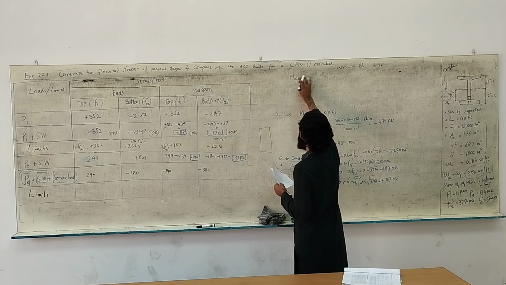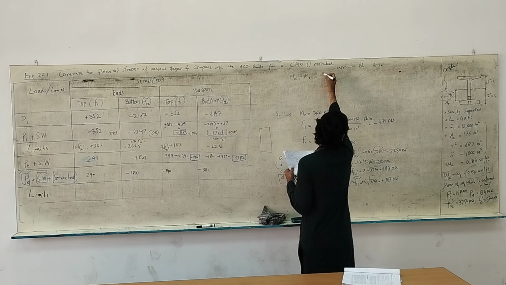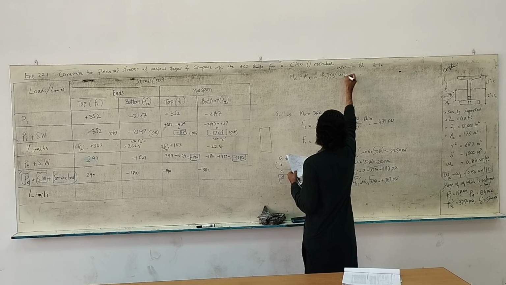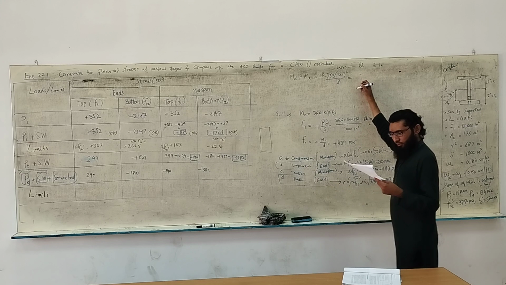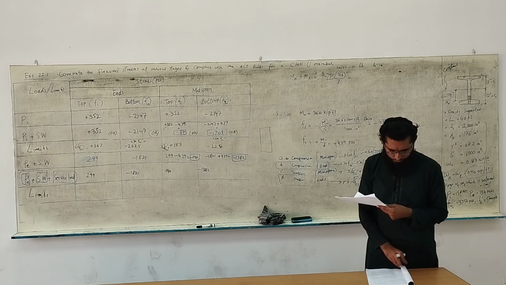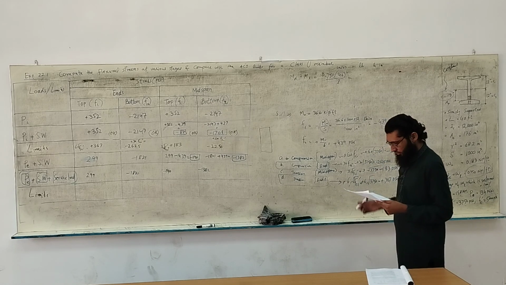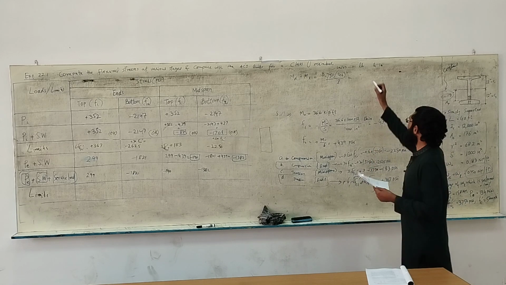M dead plus M live will be 0.750 into 40 square by 8. Okay. So what's the answer? 150.